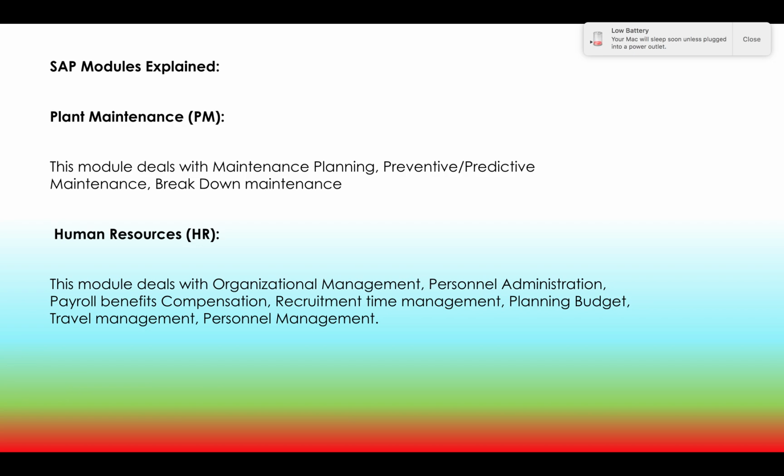Okay. And next, human resources. Everybody knows what the human resource HR module is. This module deals with the employees: organizational management, personnel administration, payroll, benefits, compensation, recruitment, time management, planning, budget, travel management, and personnel management. These are employee-related activities.